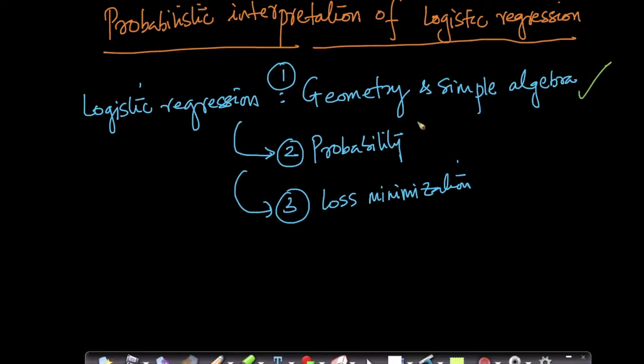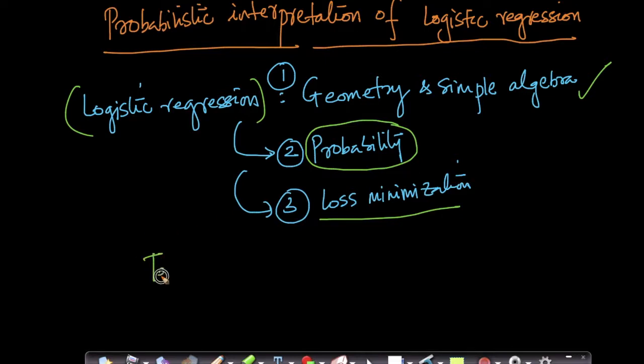We have seen this first approach. In this video, I'll give you an introduction to the probabilistic interpretation, and I'll give you some external pointers. These external resources are very well written, where you could read up and derive everything step by step, very rigorously. In the next few videos, I will also cover the loss minimization interpretation of logistic regression. So by the end of this chapter, you will have the geometric interpretation, the probabilistic interpretation, and the loss minimization interpretation.